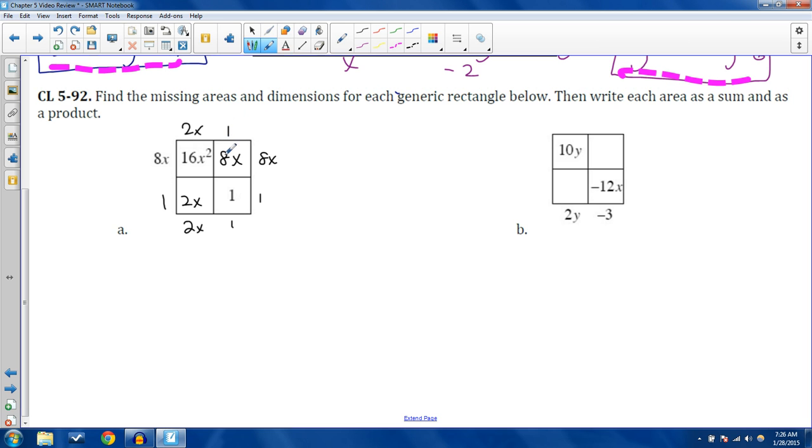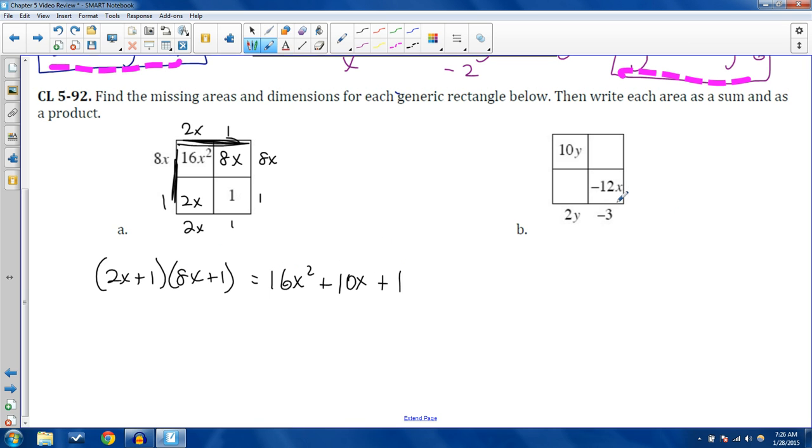And I have to write this now as a product and sum. So I have base and height as 2x plus 1 times 8x plus 1. That's my product. My sum is 16x squared. Then I have 8x and 2x added together. That's 10x. And then 1. And that's your final result.